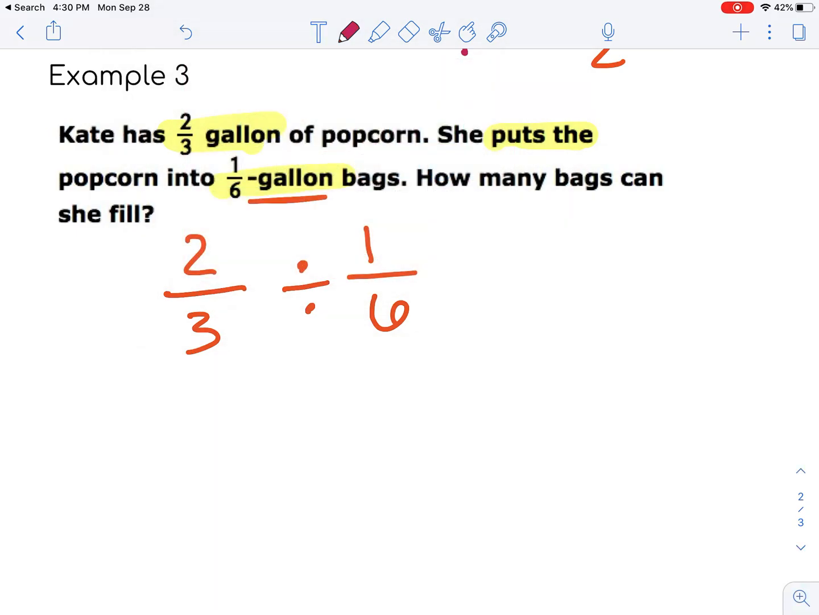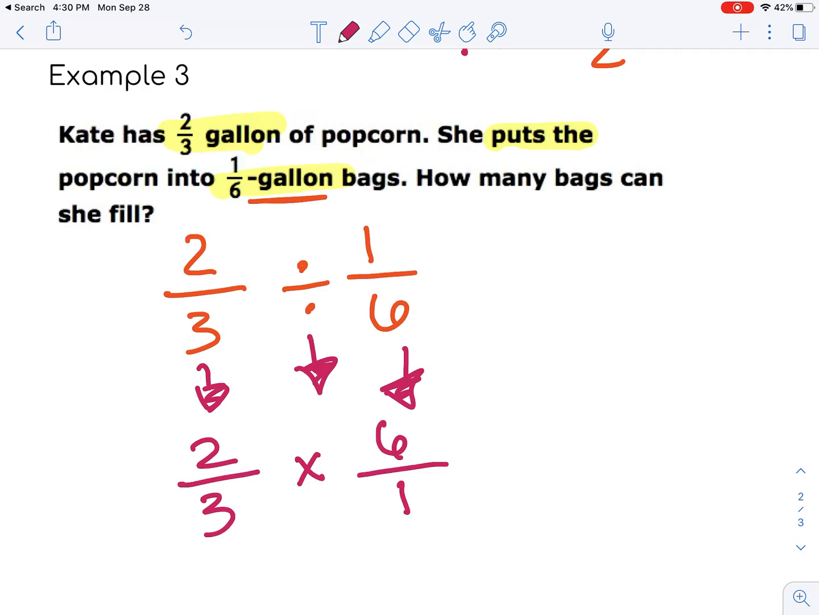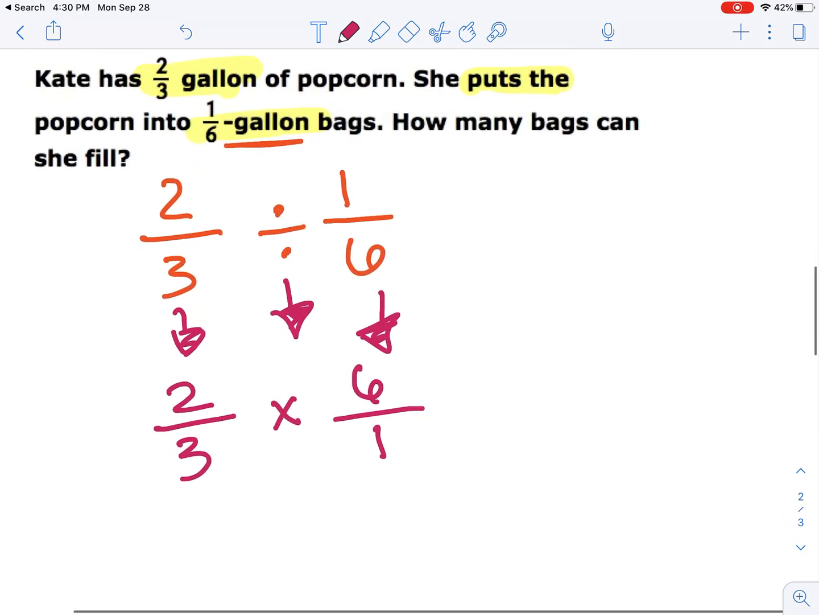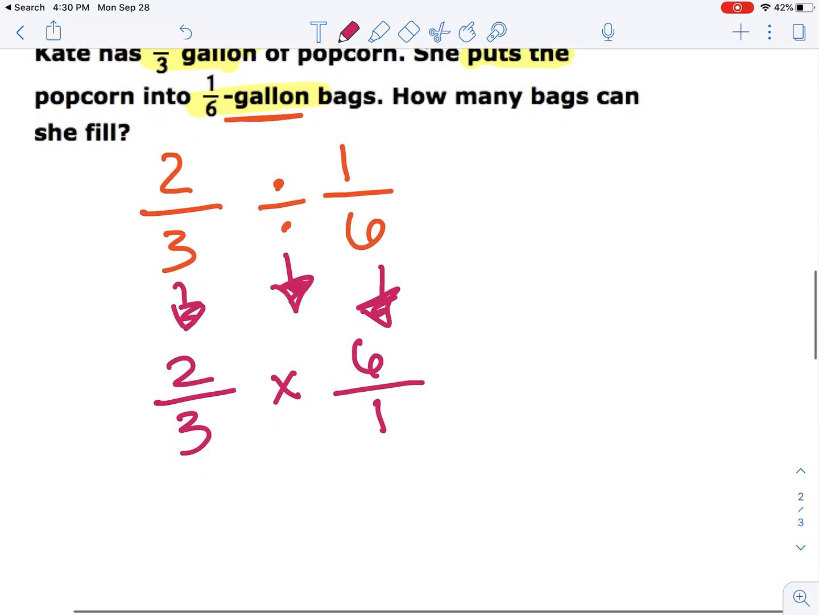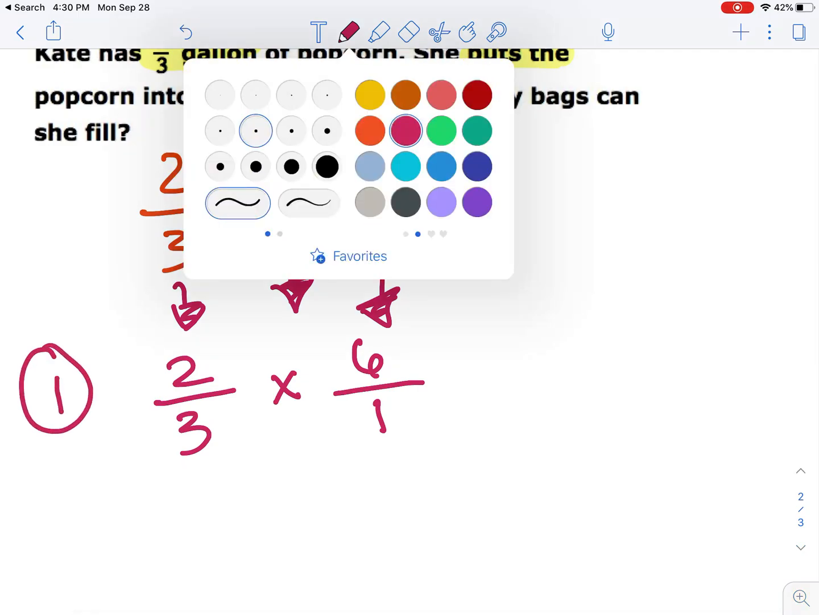Now, to set this up, remember, we want to keep the first fraction the same. 2/3 stays the same. We want to change our division to multiplication, and we want to do the reciprocal of the second fraction. So instead of 1/6, the reciprocal would be, good job, 6/1. Now, again, there's 2 ways that we can do this.